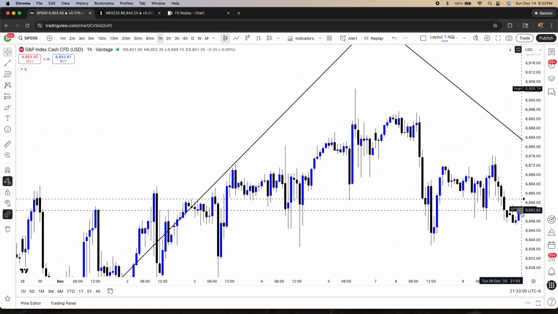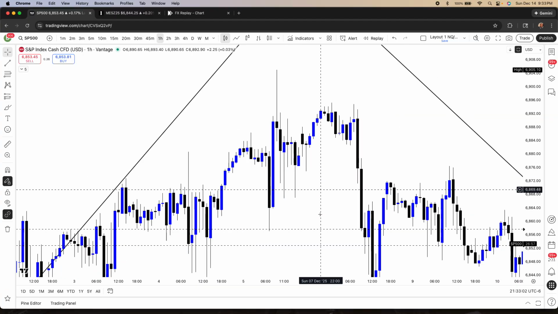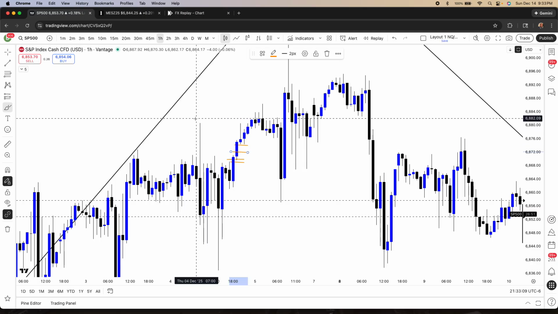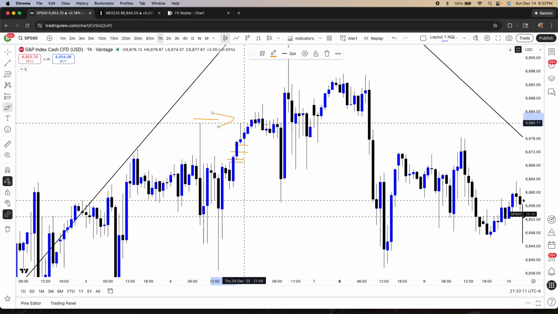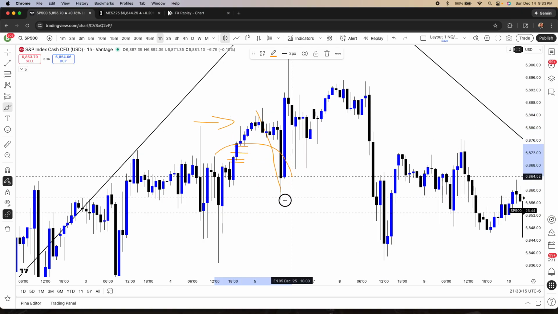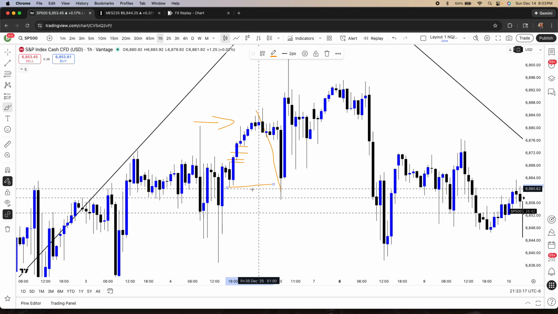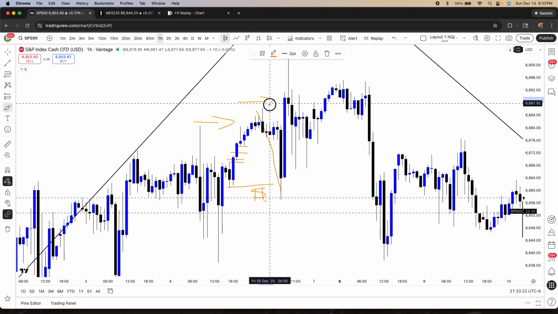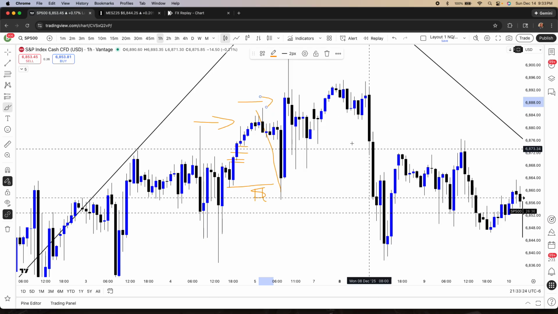An example is price also right here. We have imbalance created right here as well as right here. We have a break of structure to the upside. And now we have a rebalancing of the imbalanced price action. We come and also take liquidity, and then we head and we break the next high. And that's literally all I do.